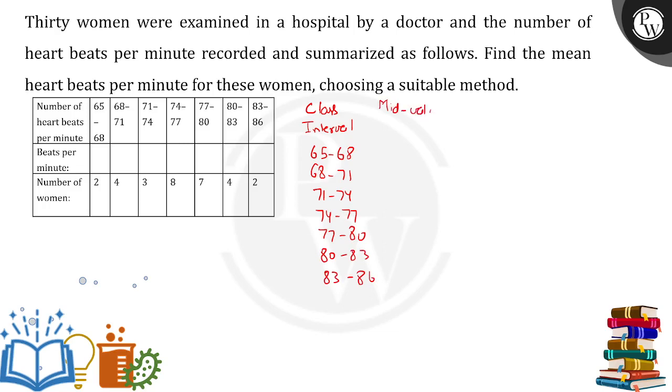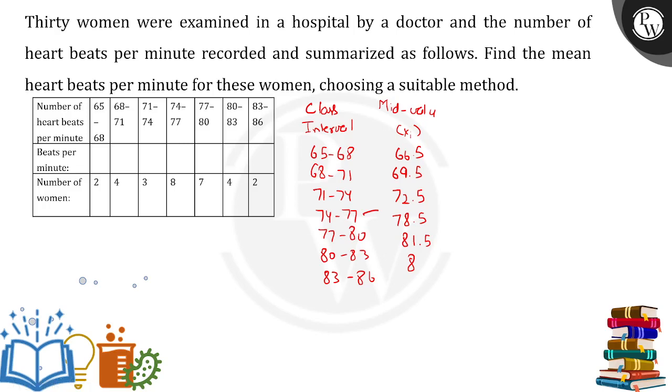Mid value, that we call xi, would be what? We have to find the mean of this part, right? 66.5. This will be 69.5. This will be 72.5. 78.5, 81.5, 84.5. I missed something. 66.5, 69.5, 72.5, 75.5.